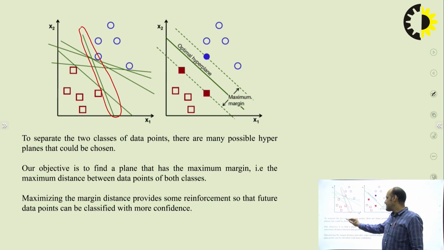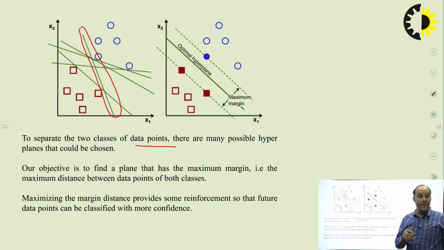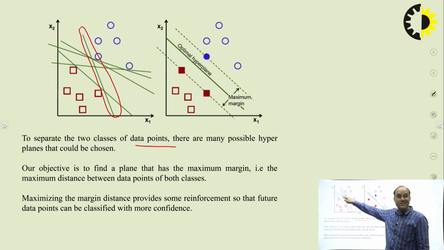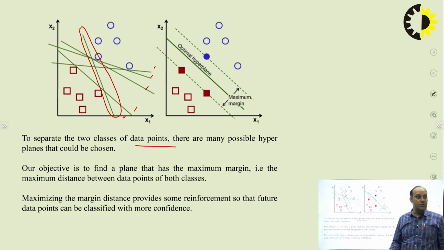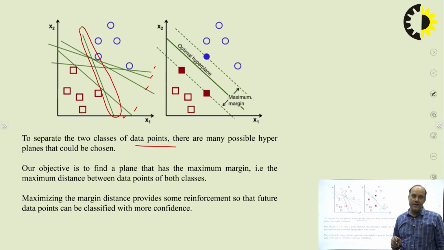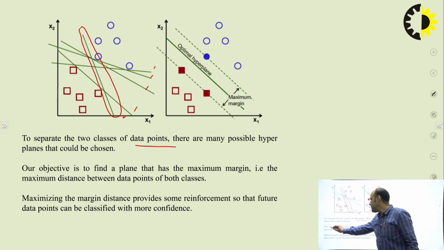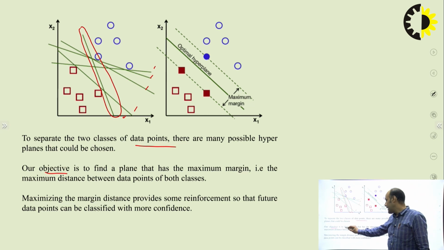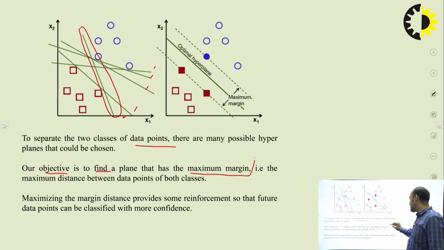So to separate the two classes of data points, there are many possible hyperplanes. For example, you can see in this figure there are many possible hyperplanes. The question is, which hyperplane do I have to choose, because I have already explained that the objective of SVM is to choose the hyperplane. So what is our objective? Our objective is to find a plane that has the maximum margin. We have to keep in mind this maximum margin, and find that hyperplane.